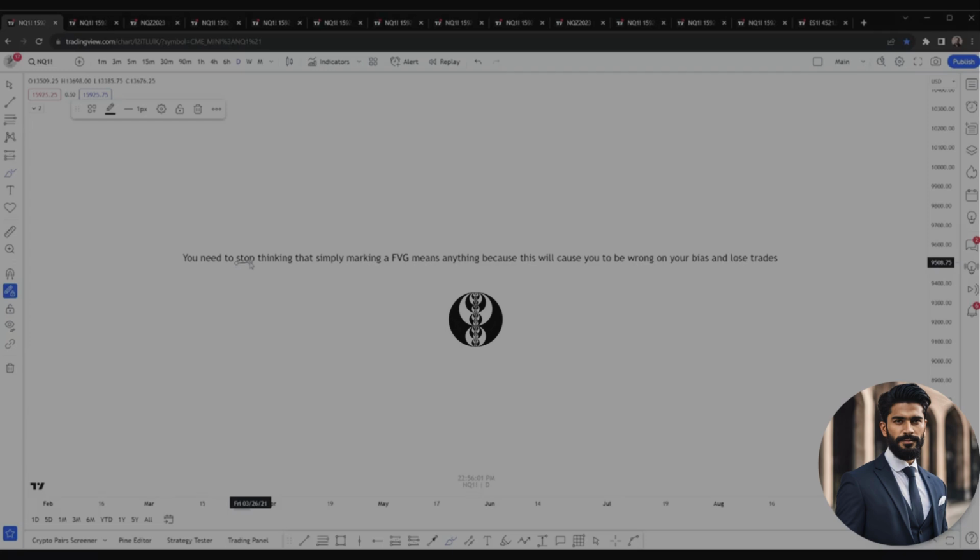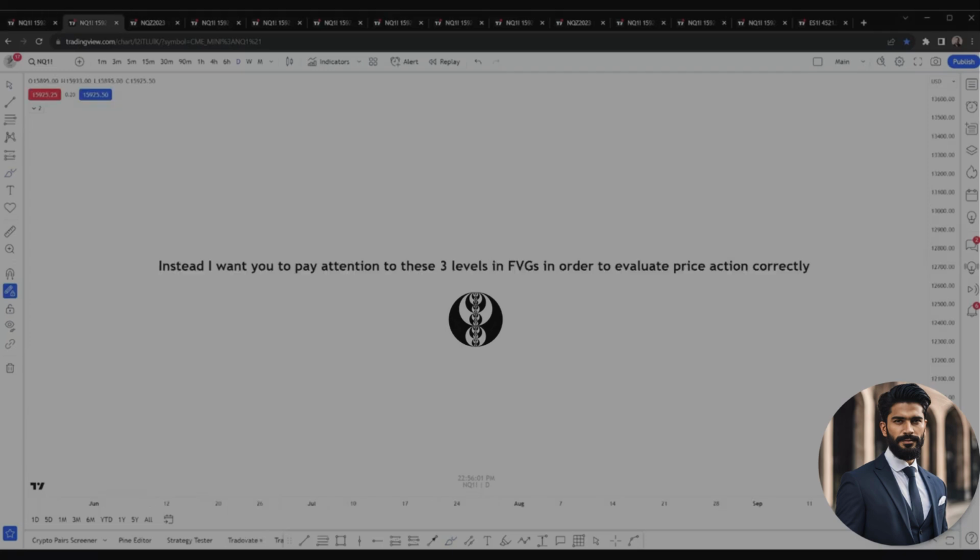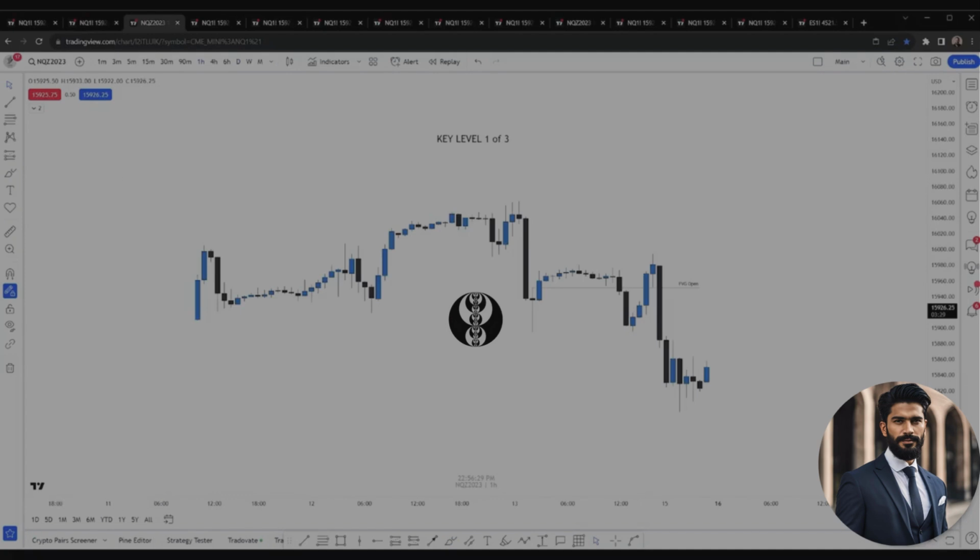means anything because this is just going to cause you to be wrong on your bias and lose trades. Instead, I want you to pay attention to these three levels in fair value gaps in order to execute and evaluate price action correctly. So the key level number one we're going to be talking about is going to be the fair value gap open.